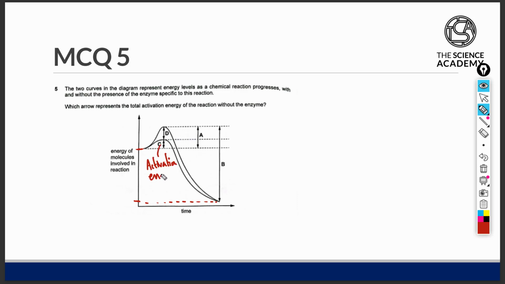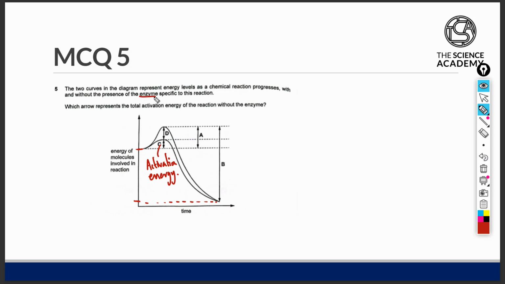It can be seen as a barrier in terms of the energy level that the reactants must overcome in order to become products. Hence, the energy of the reactants must be higher. It must gain energy to overcome this hump or this barrier.